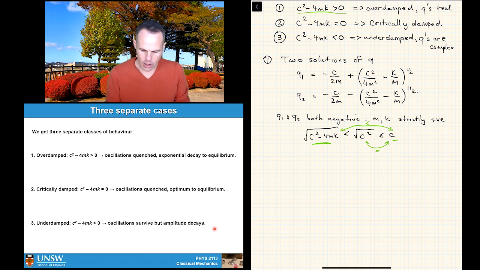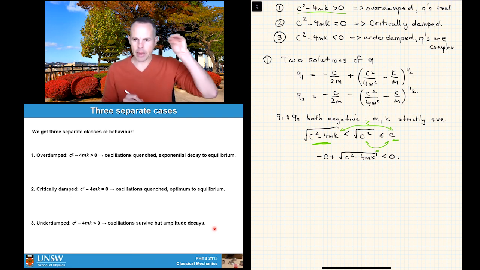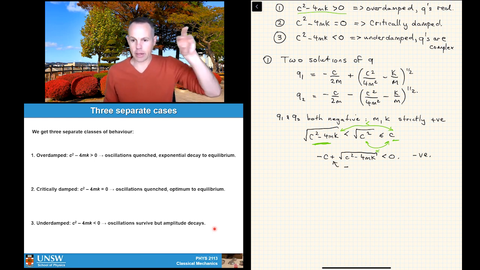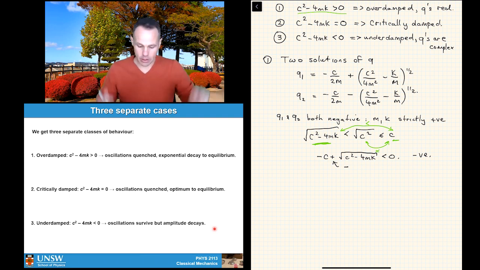And so what we can say is, if this term on the left is smaller than this term on the right, then minus C plus the square root of C squared minus 4mk must be less than 0, okay? So we're taking a bigger number, making it negative, and then adding a smaller number to it, and that is always going to be negative. And then, of course, if we change this sign to be negative, then we're taking a negative number and subtracting something from it, so that's going to be negative too, okay? So we know that both Q1 and Q2 must be negative numbers, okay?